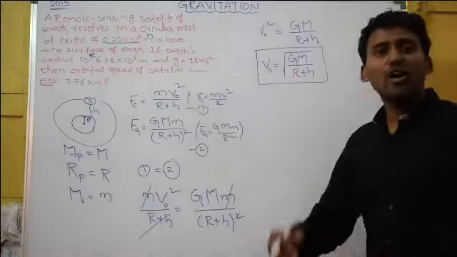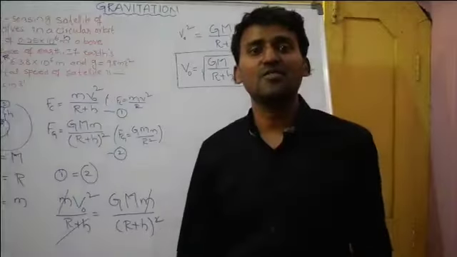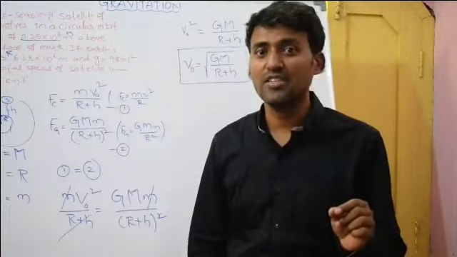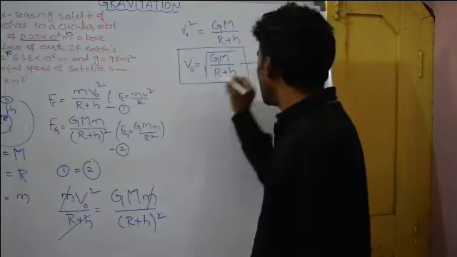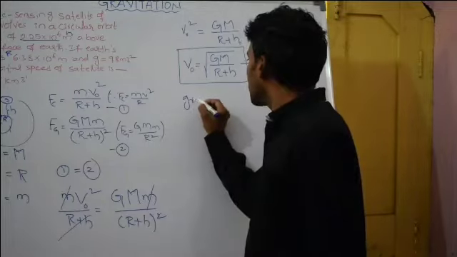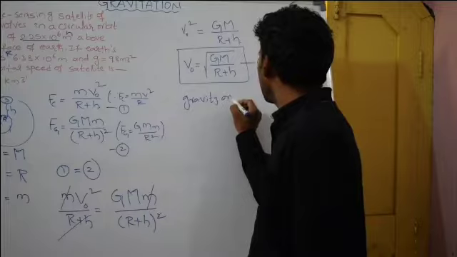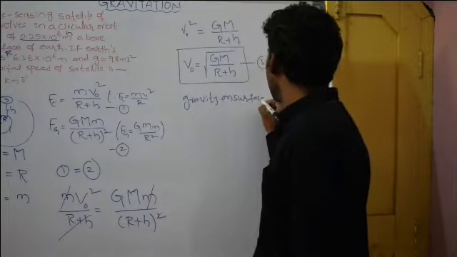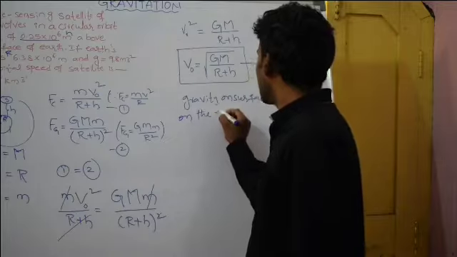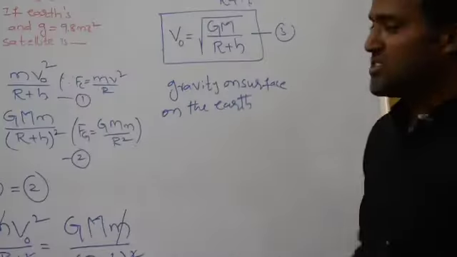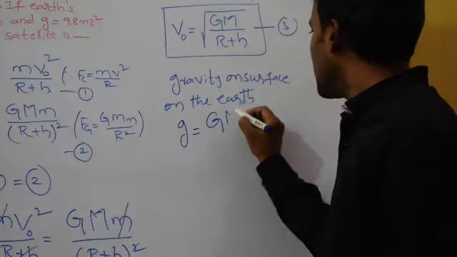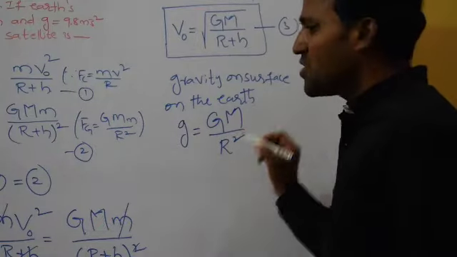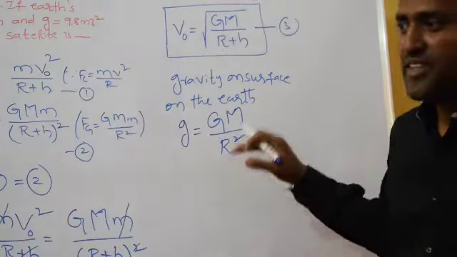And further, if I want to calculate this equation, we know the gravity on the surface of the earth. Gravity on the surface of the earth formula, just equation number 3: gravity on the surface of the earth, g is equal to capital G M divided by R square. Okay, but I want to derive this equation, then after I will tell you.